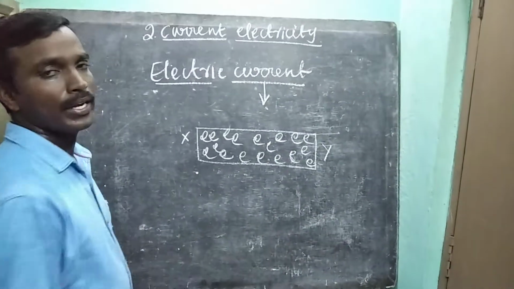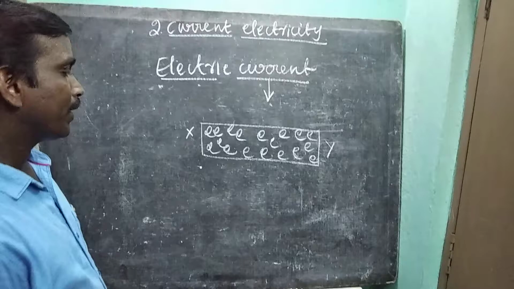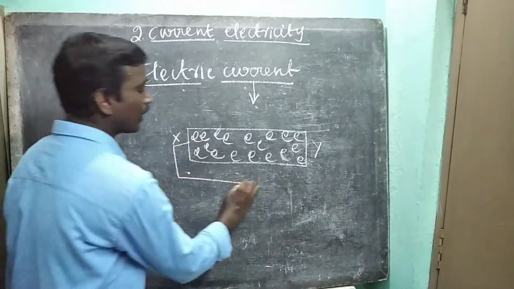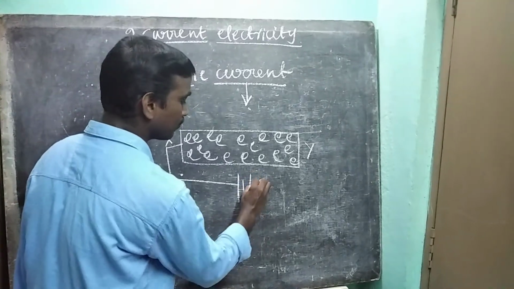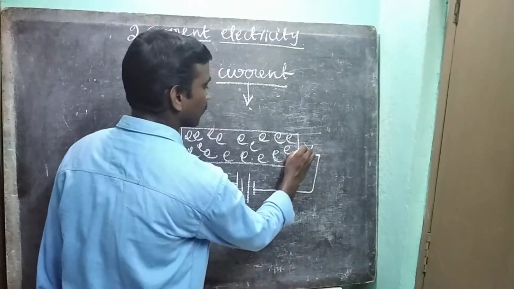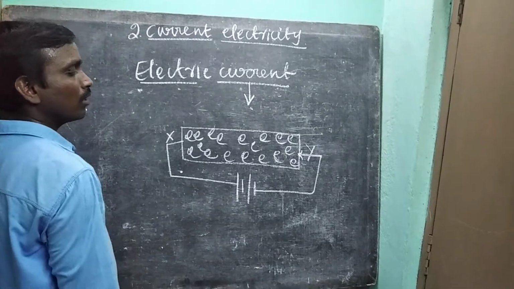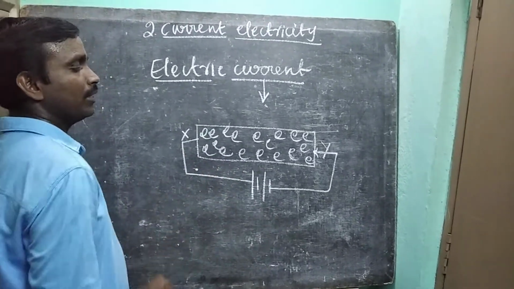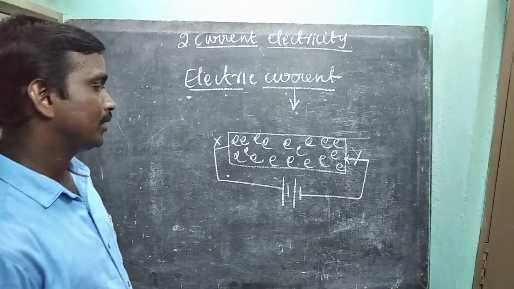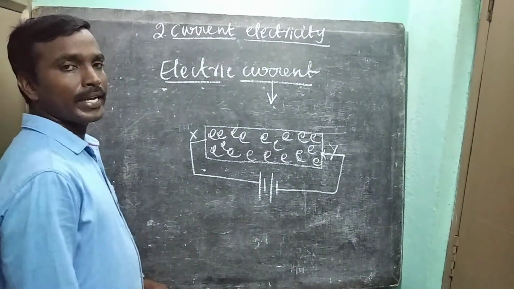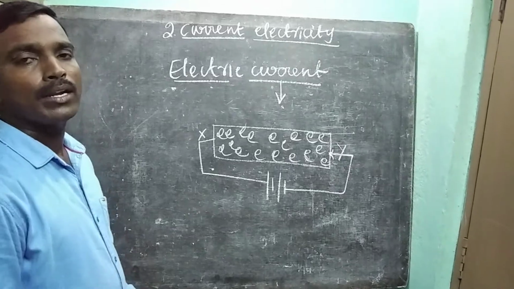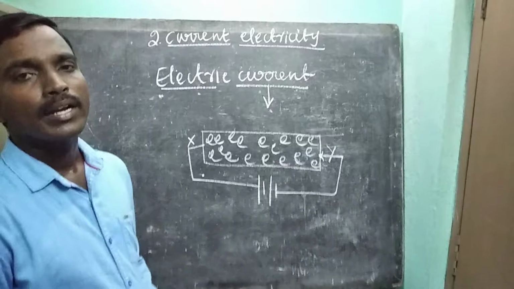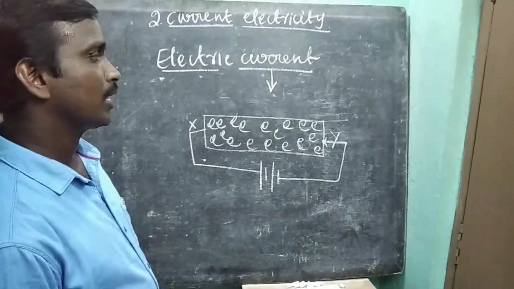Here no current. When a potential difference is applied by the battery between the ends of the conductor XY, the free electrons move towards the positive terminal. Here a current is created. So current is defined as the rate of flow of charge, or flow of charge in a conductor is called current.